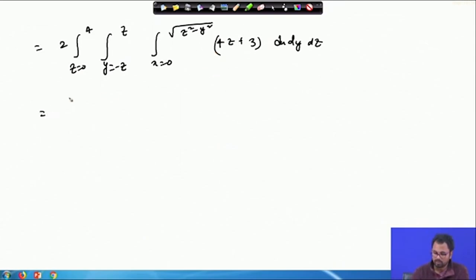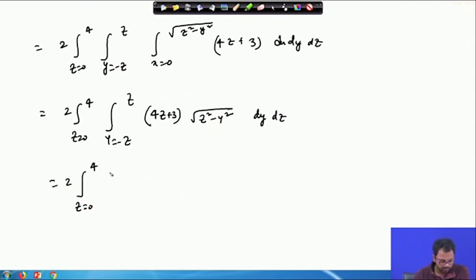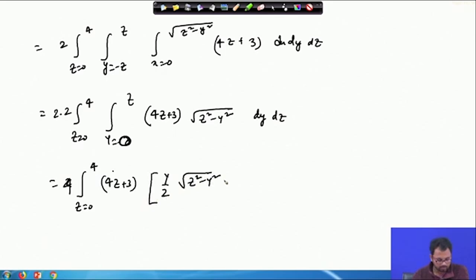Now what we are going to do is integrate first with respect to x. So, this will reduce to z running from 0 to 4, y running from minus z to plus z, and if I integrate with respect to x, this will be 4z plus 3 times x, and I substitute the value, so this will be square root of z square minus y square dy dz. Next we integrate with respect to y, so this will be integral z running from 0 to 4. I can write this as 0 to z and then put a 2 here again. So, this is 4, and then I am integrating with respect to z. So, this will be 4z plus 3 and then y by 2 square root of z square minus y square plus z square by 2 sine inverse y by z, with y running from 0 to z, dz.